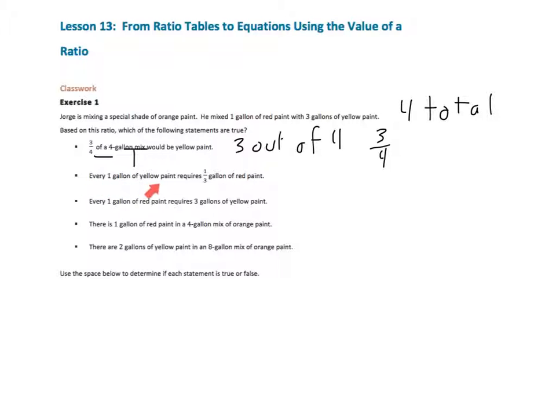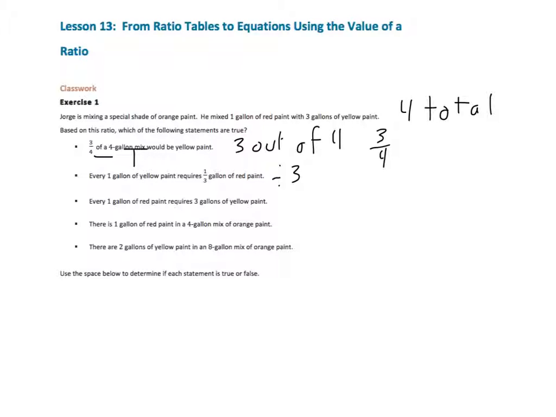Every 1 gallon of yellow paint requires 1/3 of a gallon of red paint. Well, here our original ratio has 3 gallons of yellow paint. Well, if we're going to turn 3 gallons to 1 gallon, we need to create an equivalent ratio with smaller values. So we got to turn 3 into 1. Well, how do you turn 3 into 1? You divide by 3. So if we're going to divide by 3, if we do that to one side, the yellow paint, we need to do that to the other side, the red paint.